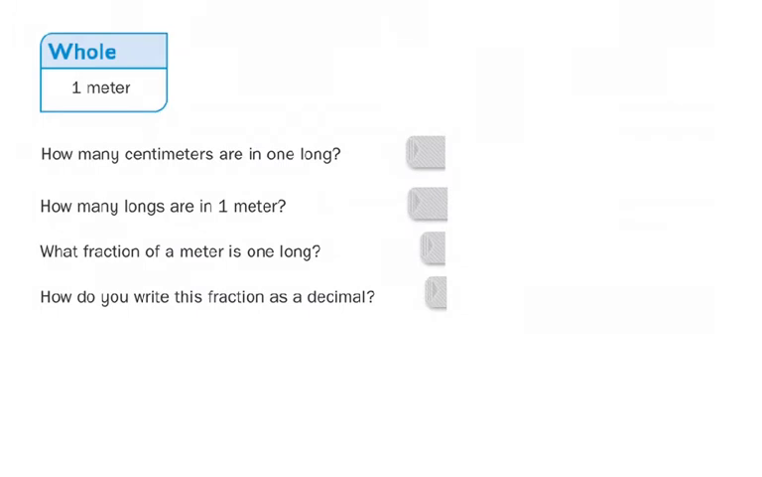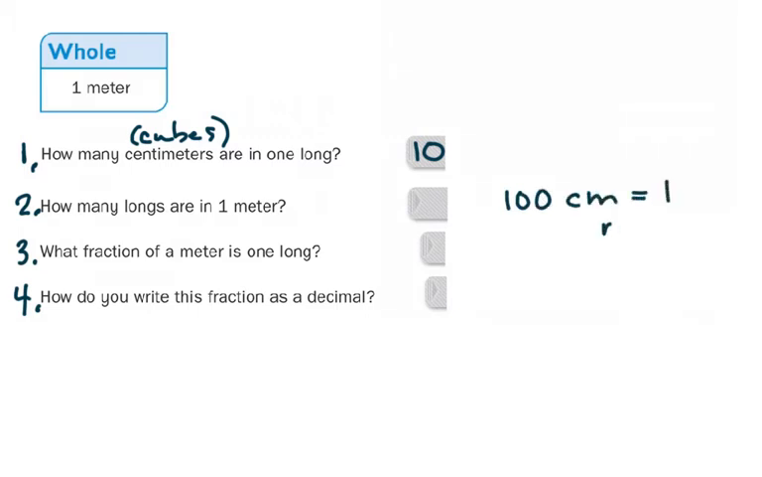I want you to go ahead and number 1, 2, 3, and 4 on your whiteboard. I want you to answer these questions in regards to a meter stick. Go ahead and just write the answers to this. Think about back when we've been using base 10 blocks. How many centimeters or cubes are in 1 long? How many? What did you write? There are 10 cubes. Now, let me tell you, there are 100 centimeters in 1 meter.